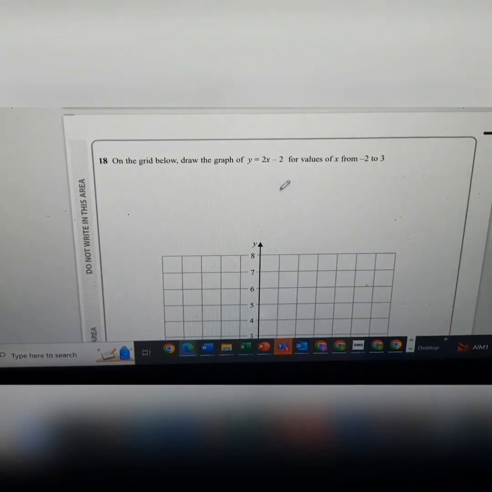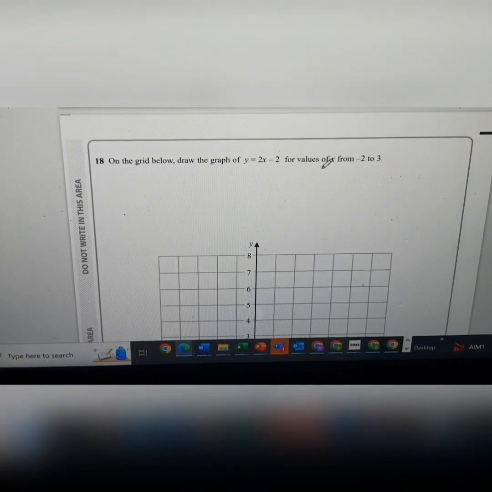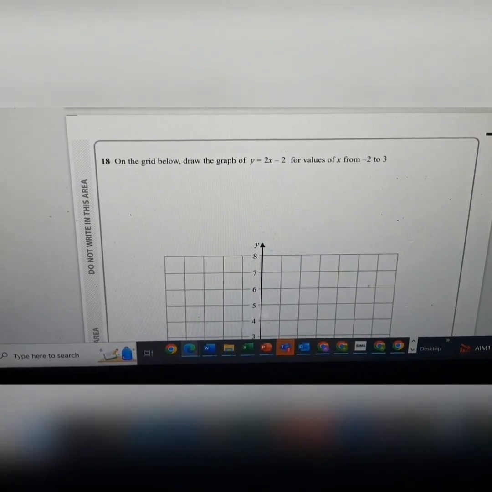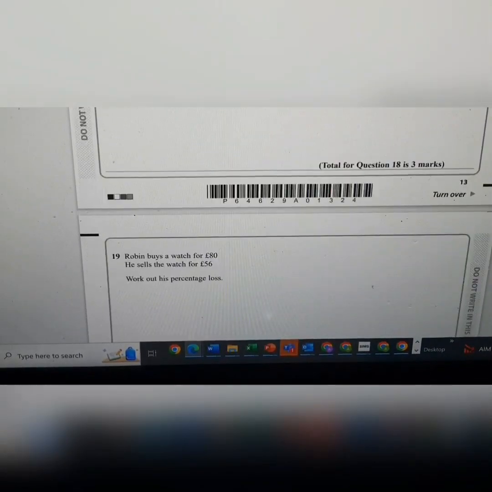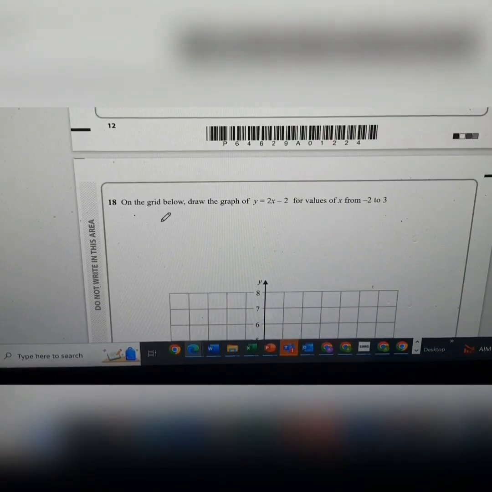On the grid below, draw the graph of y equals 2x take away 2 for values of x from -2 to 3. Let's see if there's a grid there. No, there's no grid, so you'd have to create your own grid. So -2 to 3. And then you're following this rule, so whatever x is, you're doubling it, taking away 2.